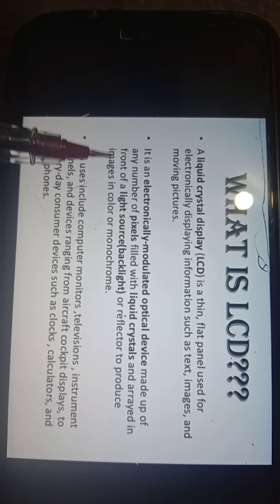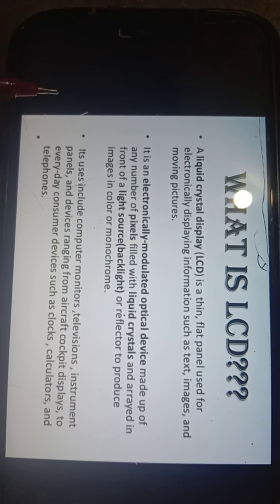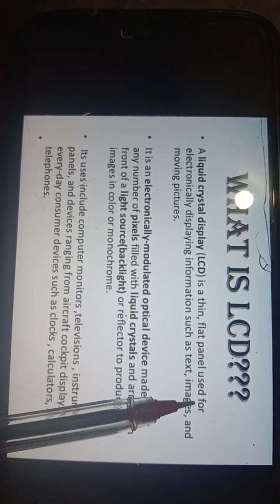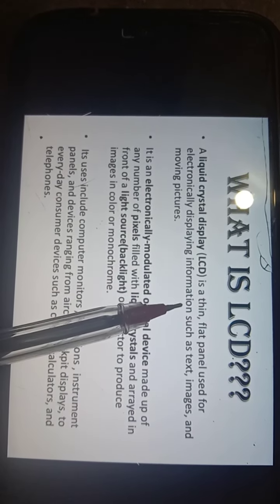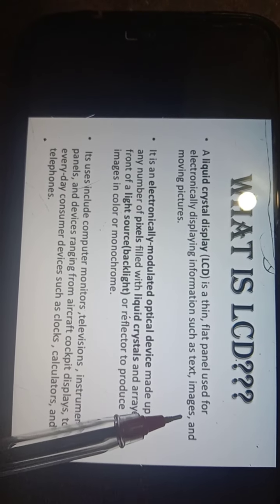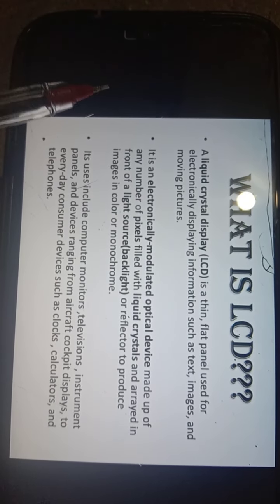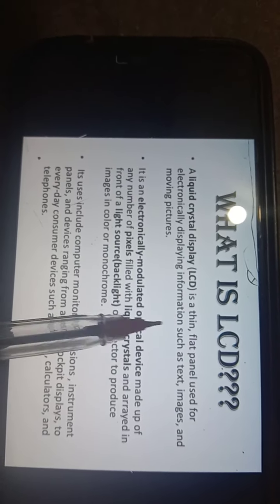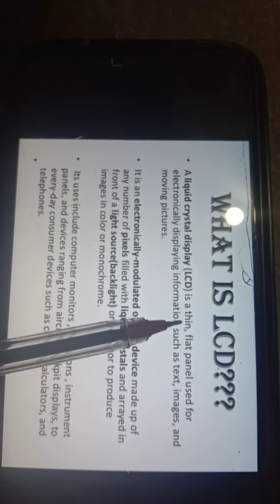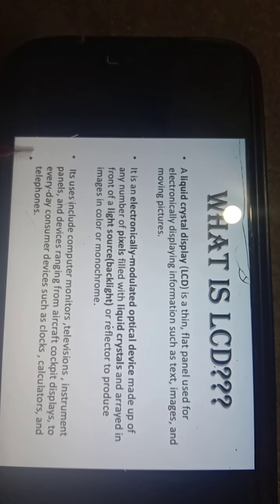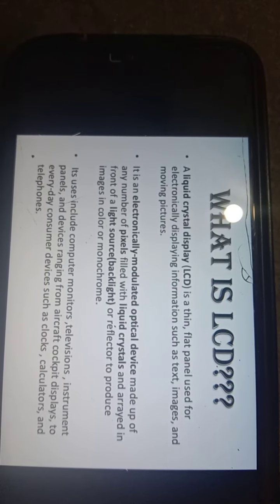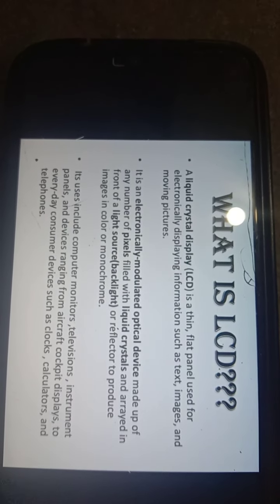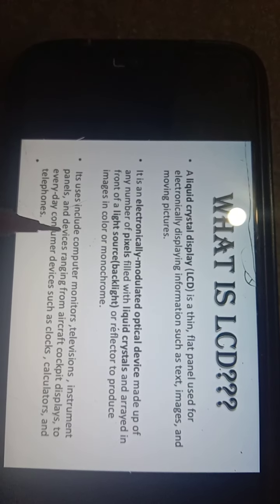Let us go with the definition of LCD. A liquid crystal display is a thin, flat panel used for electronically displaying information such as text, images and moving pictures. Before that, we should understand a few terms. Thin is the opposite of thickness. If you consider a notebook, it is very thick, but a paper is very thin. In the same way, the liquid crystal display is also very thin.